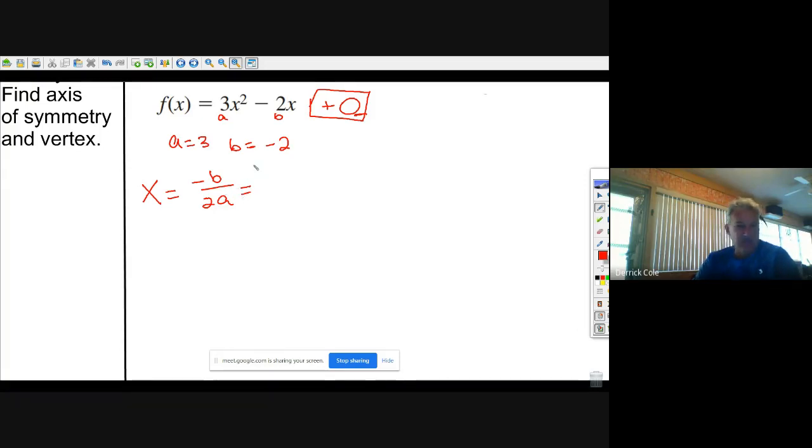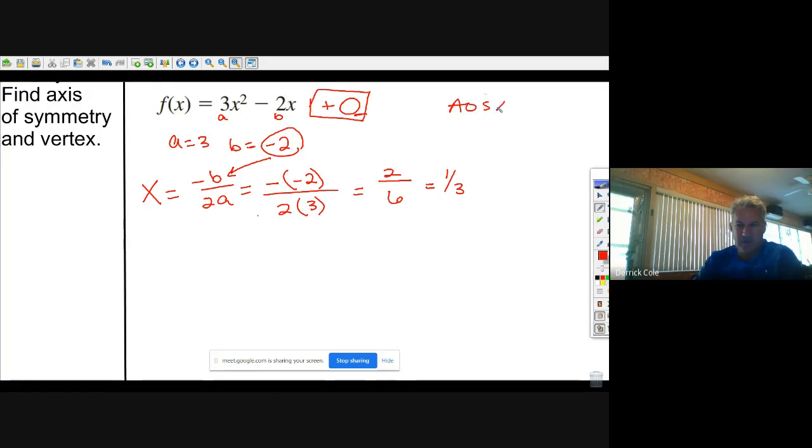x equals negative b over 2a. So I take this negative 2 and I stick it in here for b. Yes, there's already a negative, so I'm going to put both of them. And then I'm going to go 2 times 3, which is 6. So my top is going to be 2. My bottom is going to be 6. This reduces to 1/3. Axis of symmetry: x equals 1/3.